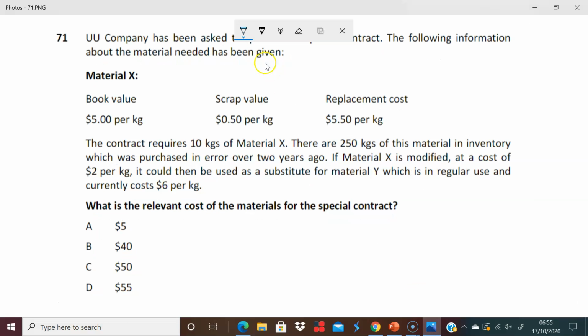Okay, so let's look at this. We've just done this in the actual lectures, but because we're creating a series of questions, we're doing it again. So it's 71, and this was the one where it said UU has been asked to do a contract of.